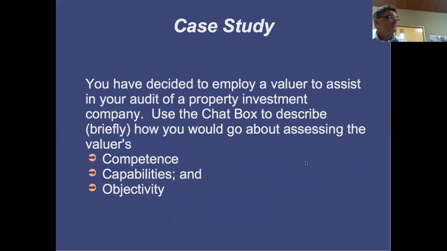So, case study. We have decided that we are auditing a property investment company, which has one property, and of course that's about 98% of the assets. So, how would you, just briefly, go about assessing the valuer's competence, capabilities, and objectivity? What do we think?